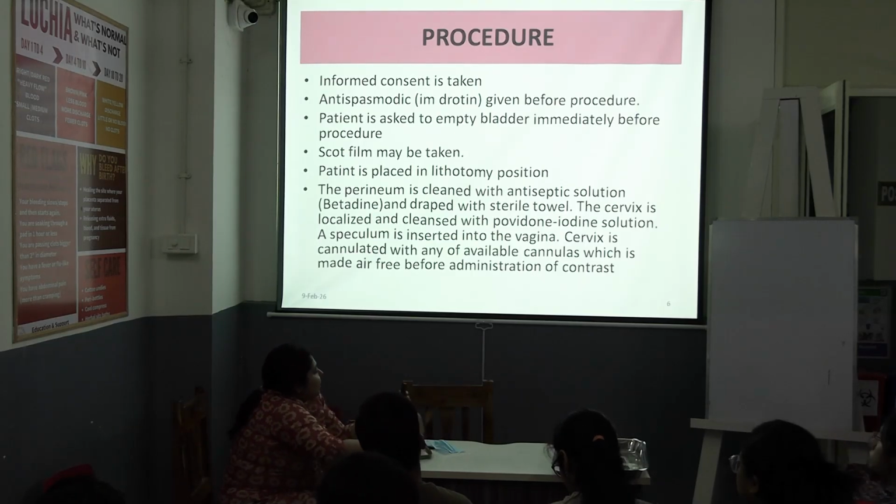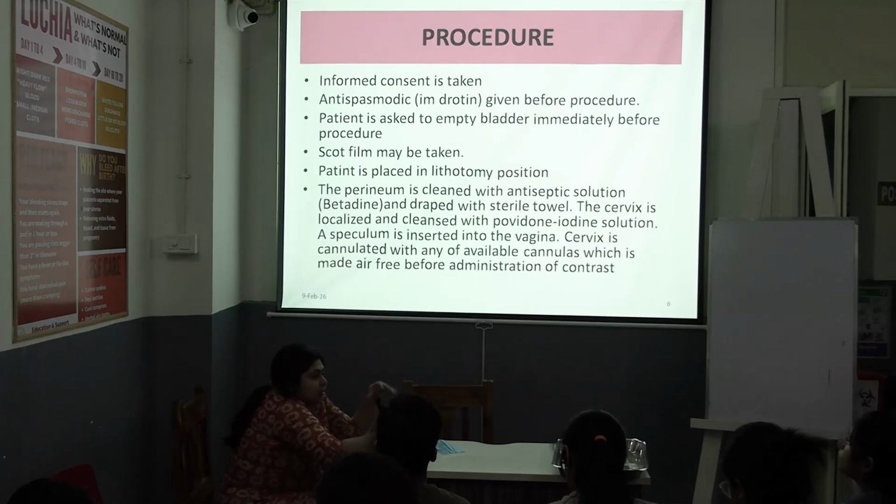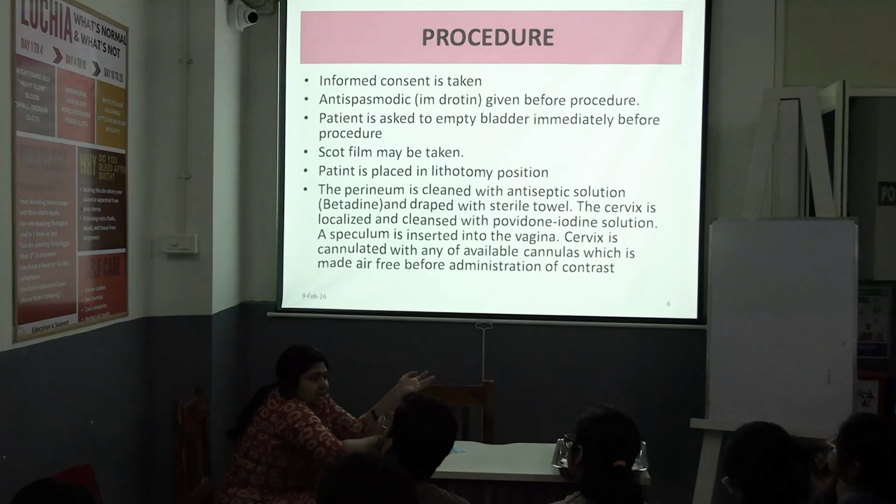It is written that the patient is placed in lithotomy position and one scout film may be taken. The scout film is the control film, where you have given no dye, nothing. The patient is in lithotomy position and one plain, simple lower abdominal X-ray is taken to know whether the anatomy is normal. If any radio-opaque material is there, you just know. And then you give the dye and check what has happened.